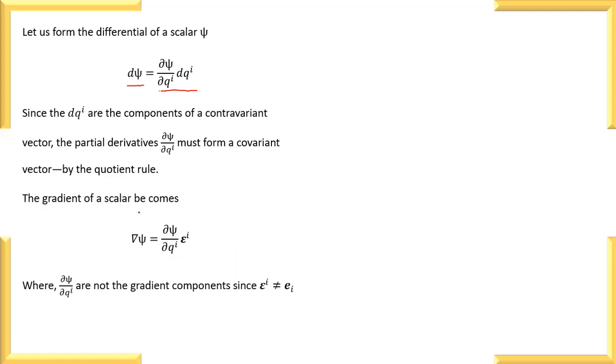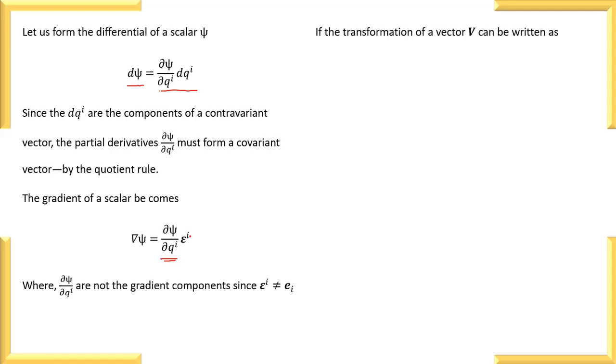So we can define the gradient of a scalar. Del psi can be defined as dou psi by dou qi in the general basis vector ei. So dou psi by dou qi are not the gradient components, since epsilon i is not equal to ei. We know that this is not an orthonormal coordinate system. So even though this appears to be components of ei, epsilon i itself has its own expansion. We know that epsilon i can be expanded in terms of ei. So this essentially cannot be the component of this gradient.